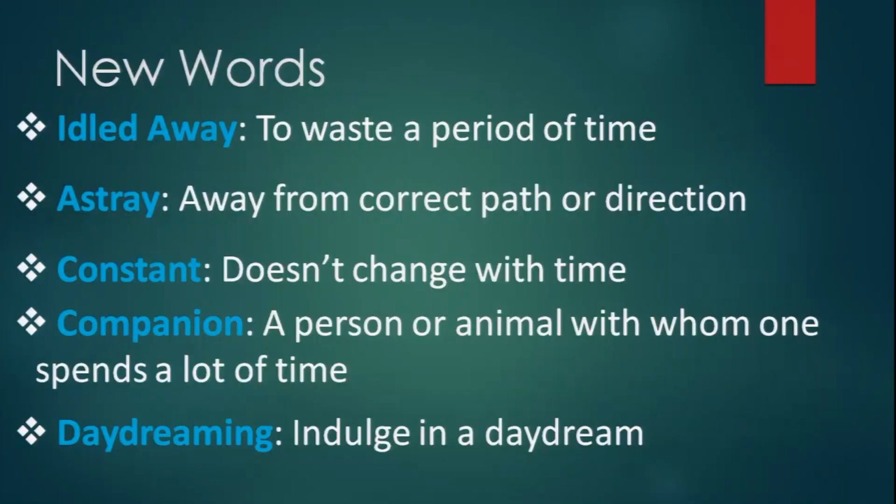Let's see what all new words we have learnt in this poem or this story. Idled away: to waste a period of time. Astray: away from the correct path or direction. Constant: doesn't change with time. Companion: a person or animal with whom one spends a lot of time.